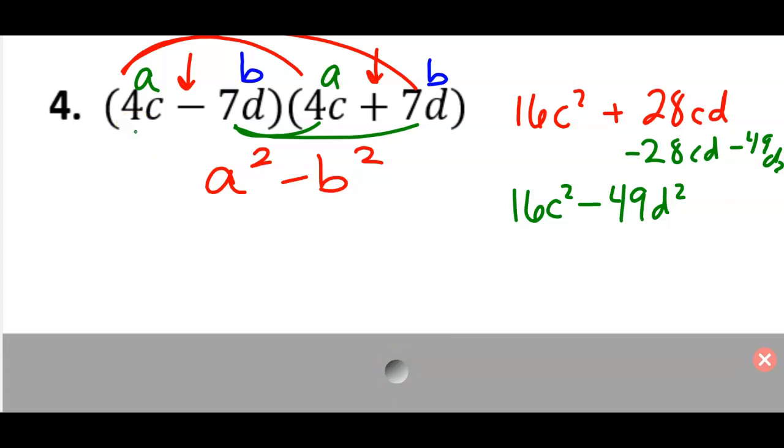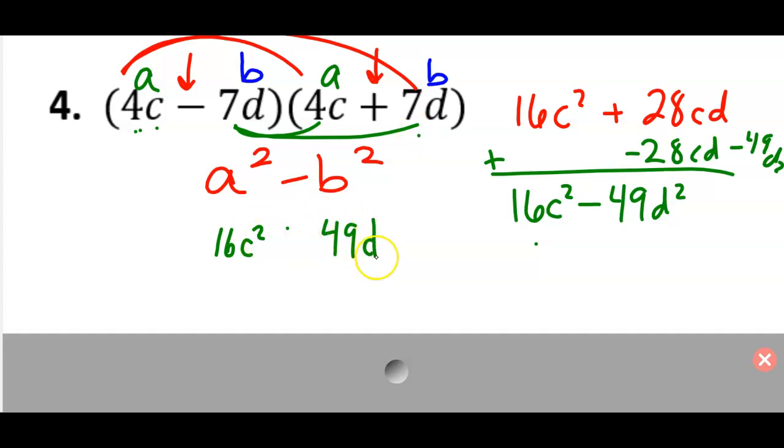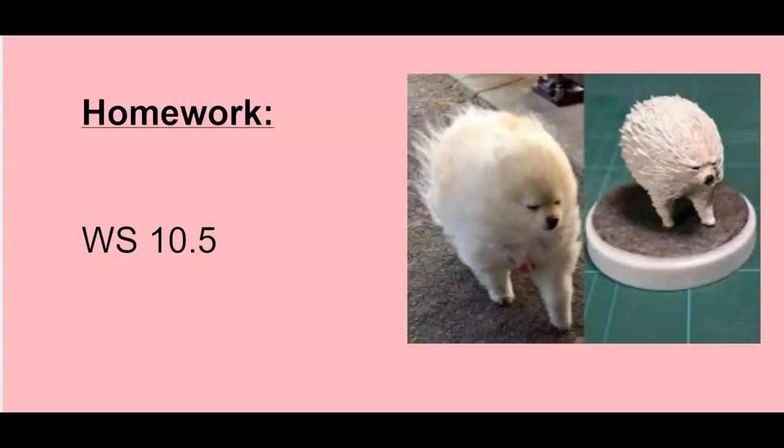Any way you'd like to do it, however you feel comfortable, box method, double distribute, or use that rule. See, if I would have just squared my 4, 16, and then c squared, square my b, which is 49, d squared, and make this a minus sign. So use the rule, use the box, you decide, but now please do your worksheet.